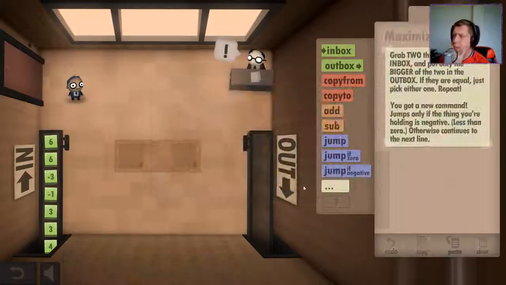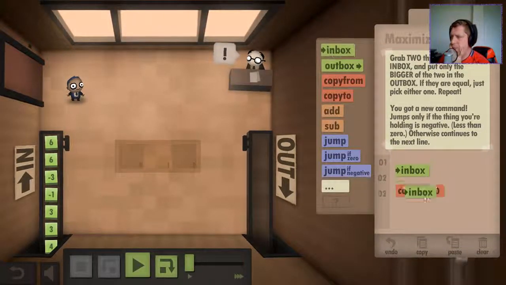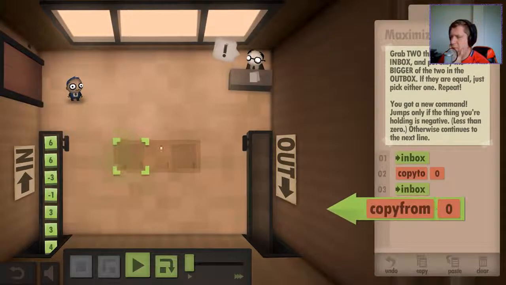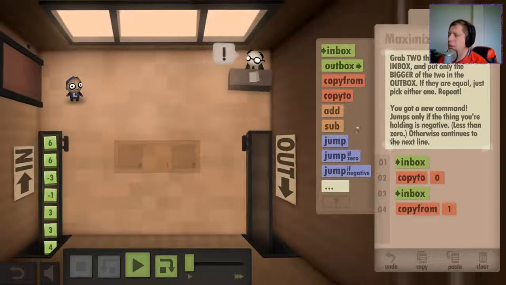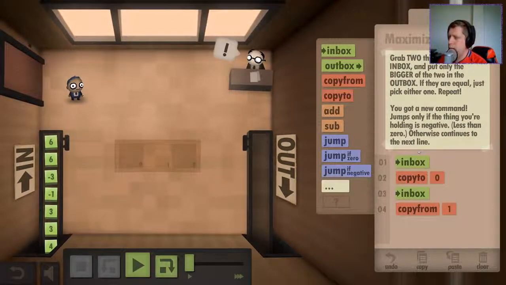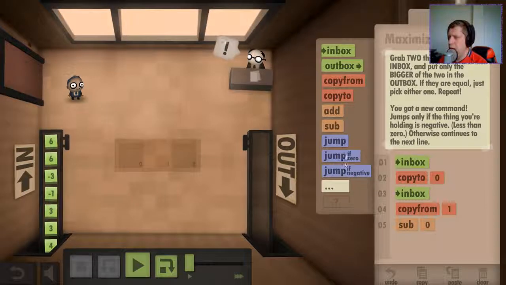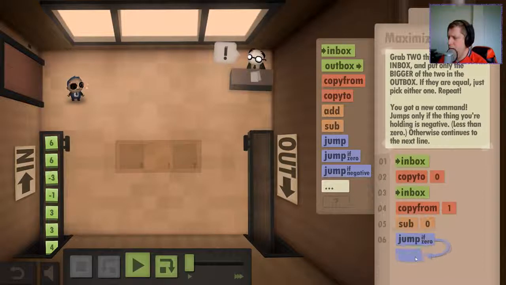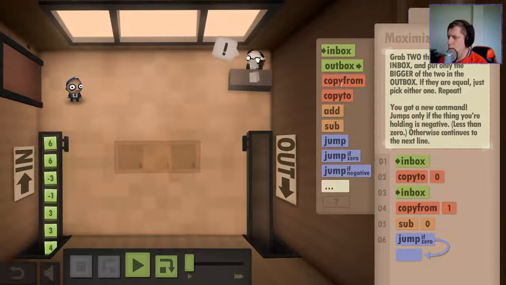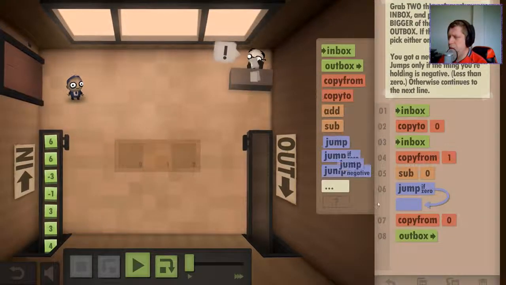Start again. Okay. Take something from the inbox, copy it to the floor. Take the other thing from the inbox, copy it from the floor. So, if they are equal, let's take, we've got one in our hand, right? So we're going to subtract from zero. If the example is zero, we will copy from zero, move to the outbox, jump back to the beginning.